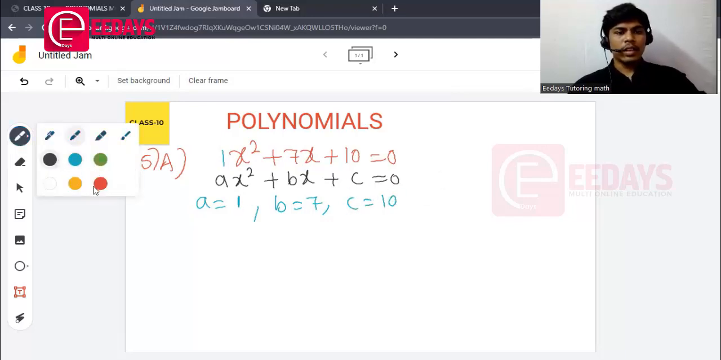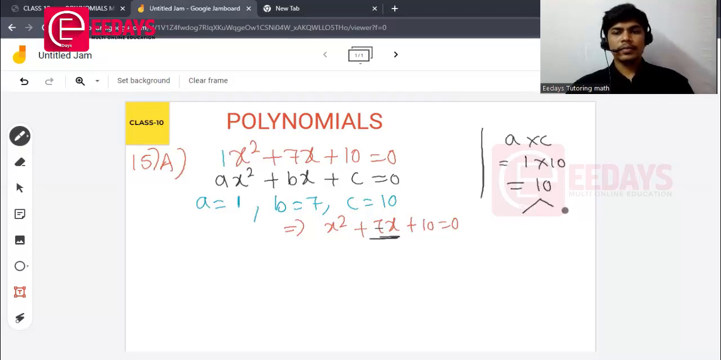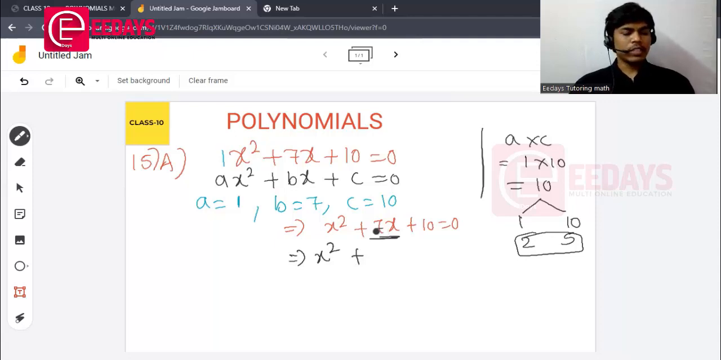Let's write the equation once again: x square plus 7x plus 10 is equal to 0. We are doing the splitting the middle term process, so we have to split the 7x. First, we have to do a into c, which is 1 into 10, that is 10 here. 1 times 10 and 2 times 5, and if we add 2 plus 5, we get 7. That's why it is suitable. We can write x square, and 7x we can split like this: 5x plus 2x plus 10 is equal to 0.